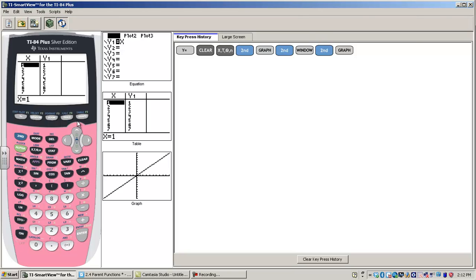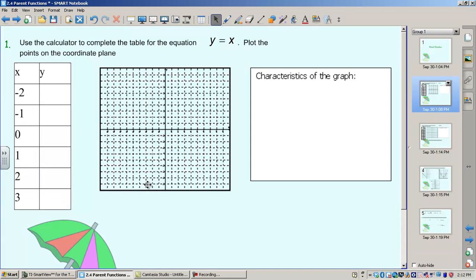Now my table though starts at -2, so I'm going to arrow up because that's the direction my negatives are in this table, so that I can see -2. And what you should notice is that as you go through this table, x is always the same thing as y. That's because my equation is y equals x. So without having to use my calculator, I can fill in this table because I know that y equals x, so that whatever x is, y is also. So there's my table filled in. I can get it from the calculator, or I could just use the equation.